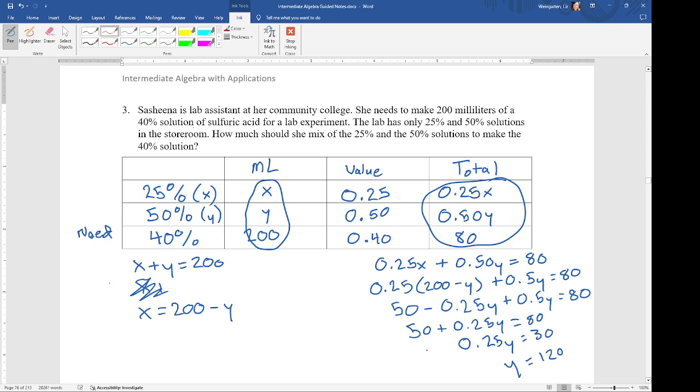Now I am going to put that 120 into this equation for y to solve for x. 200 minus 120 is 80. So we need 80 milliliters of the 25% solution. We need 120 milliliters of the 50% solution.